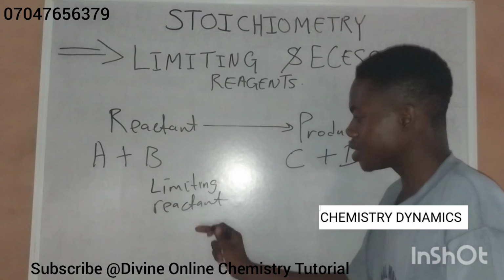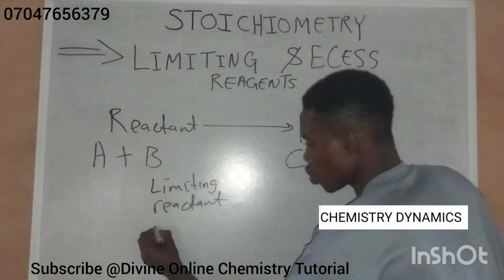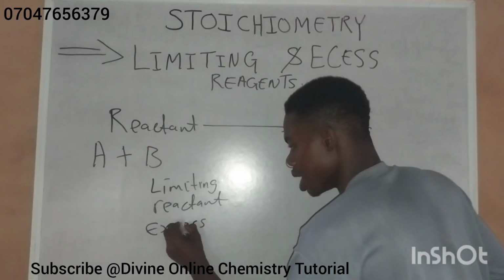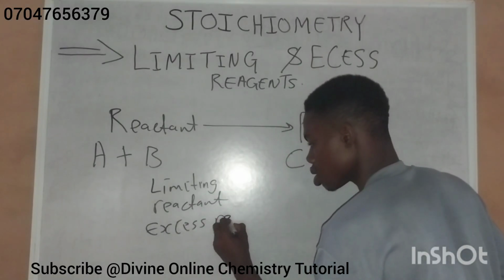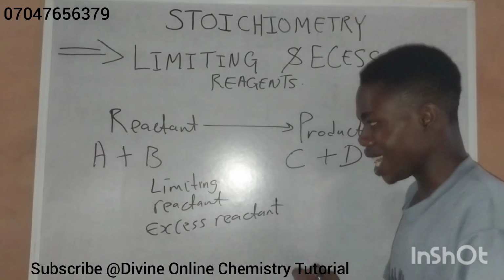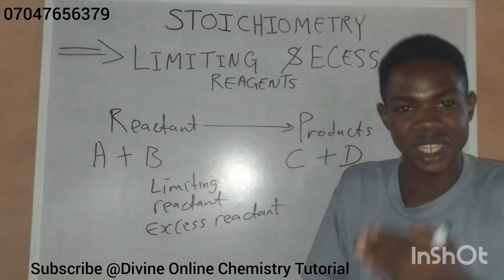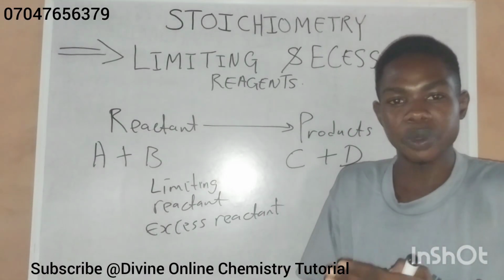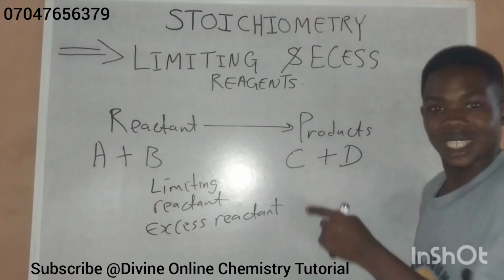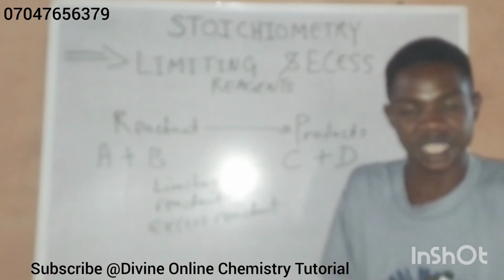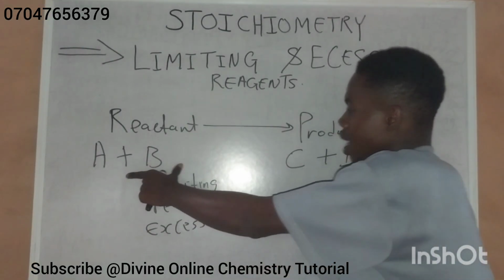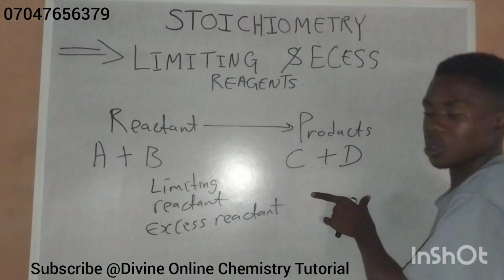So you can also call it limiting reactant. Then for the excess, you can also call it excess reactant. So, like I said earlier on, when the limiting reagent has been completely used up in a chemical reaction, the formation of product stops, because there is no more limiting reagent in the reactant part. Because it's the reactants that collide together for the product to be formed.